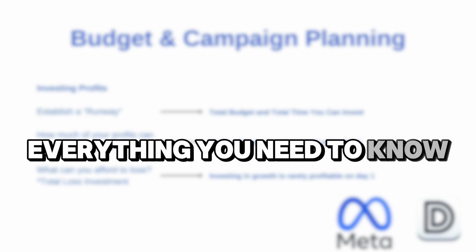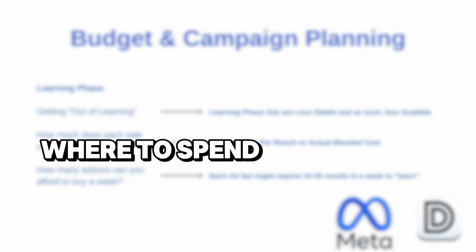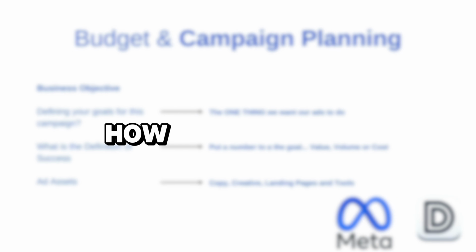If you're ready to take your Meta ads seriously, you need to be able to properly manage your budget and plan your campaigns. And today I'm going to break down everything that you need to know. Stuff that I tell folks that are spending $50 a day and brands that I work with that are spending over $100,000. What you need to know on where to spend your money, what types of campaigns to run, and how to set up your campaigns for success is right here.